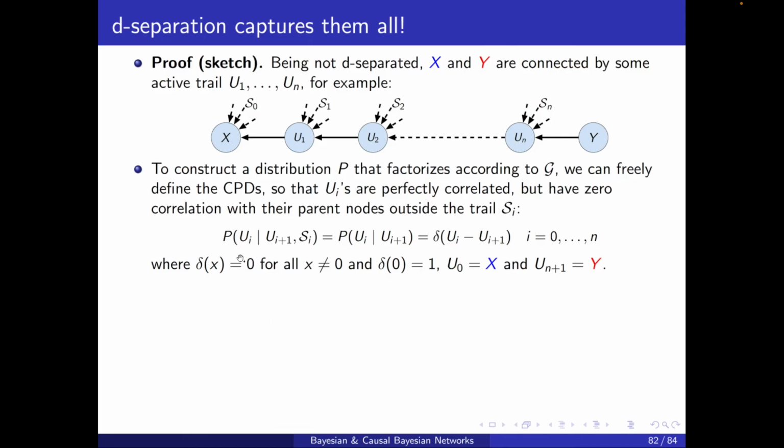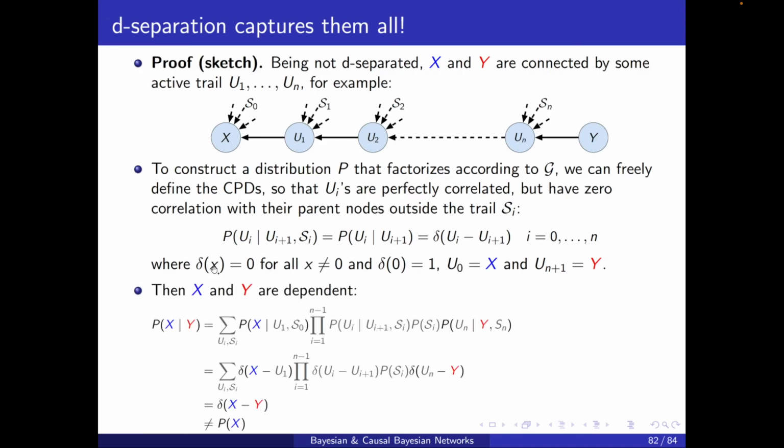It's like this form. So basically what it means here is that P of ui conditional on its parents is equal to delta of ui minus ui plus 1. And this will always be 0 unless ui and ui plus 1 are equal. That's what it means. Okay, good.